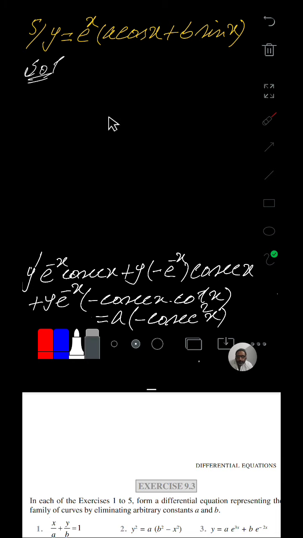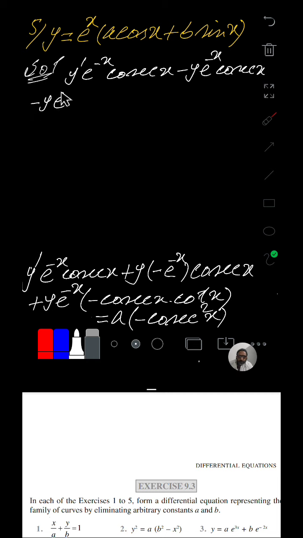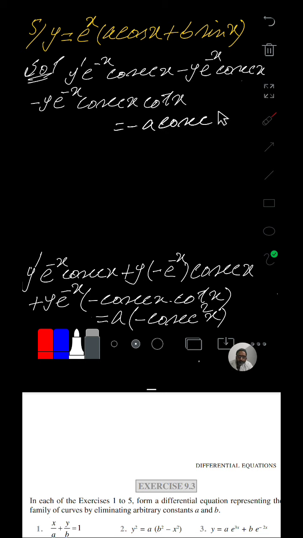Now proceeding from this step, if we simplify, we get y dash e raised to the power minus x cosec x minus y e raised to the power minus x cosec x and minus y e raised to the power minus x cosec x cot x is equal to minus a cosec square x. Now dividing both sides by cosec square x to make minus a alone, in order to eliminate this, dividing both sides by cosec square x.